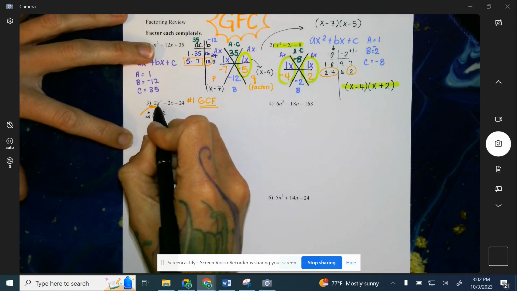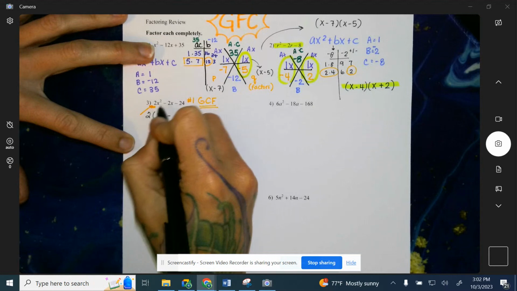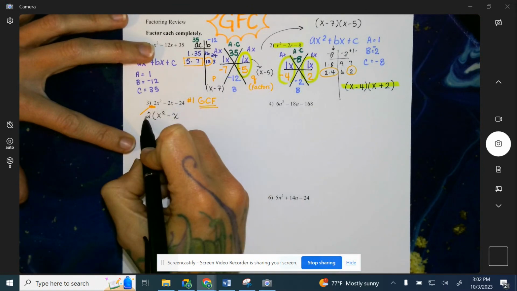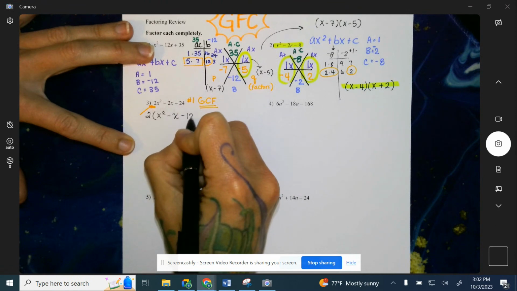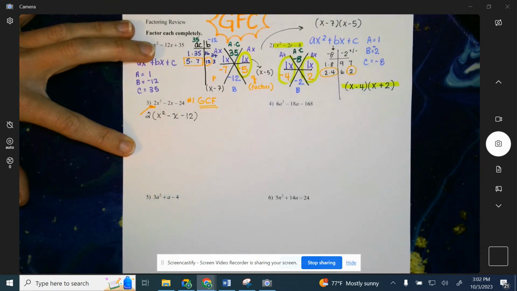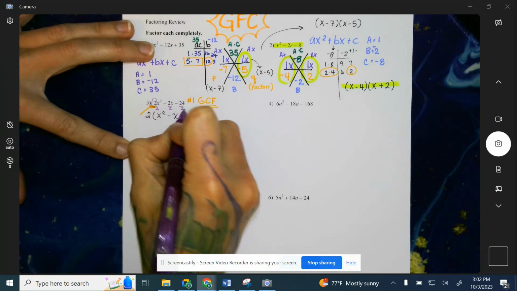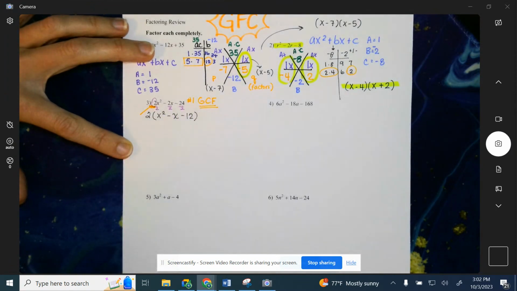2 times x squared gives me 2x squared. 2 times a negative 1x, so that's just a negative x, gives me negative 2x. And then 2 times a negative 12. And again, this is just depending on who taught you this before me. That's the way my brain works. But ultimately, the other way I've seen people teach it is we take this and we divide them all. We put the 2 on the outside and divide them all by 2. And that's how we find our new function.